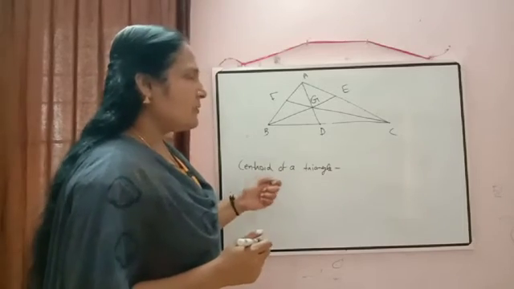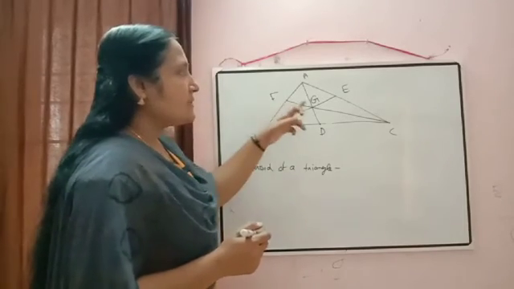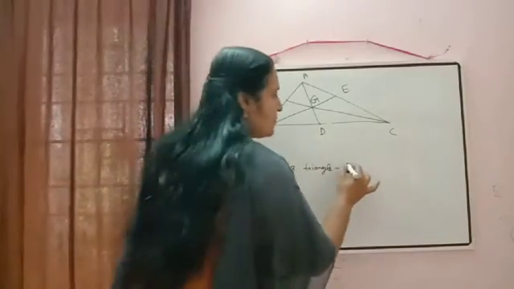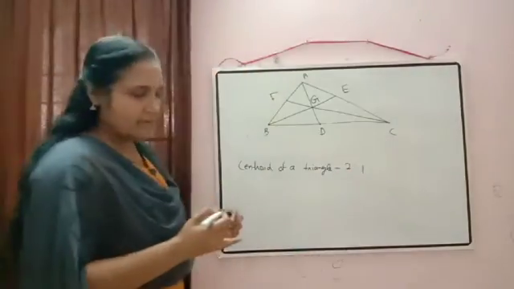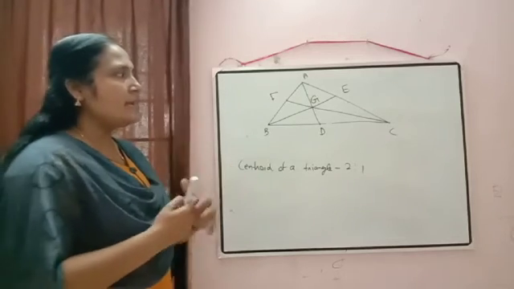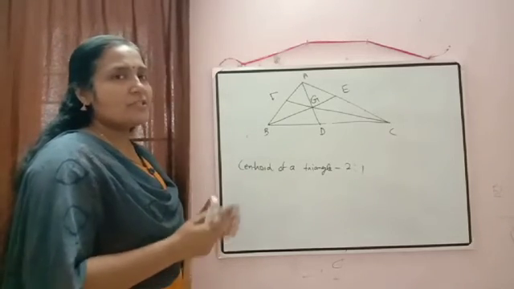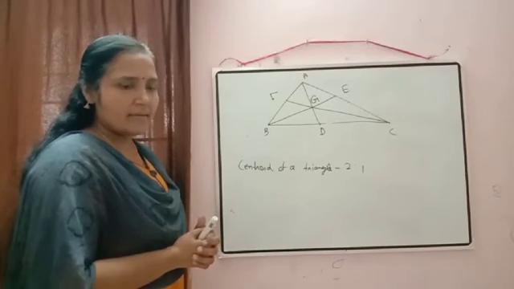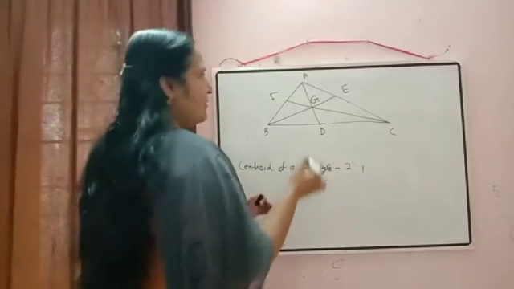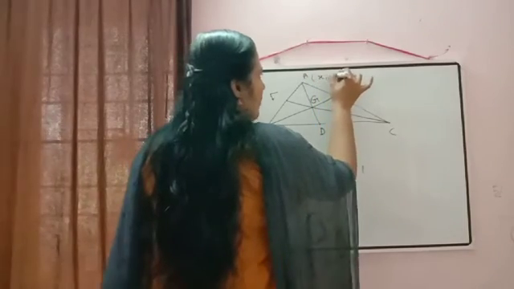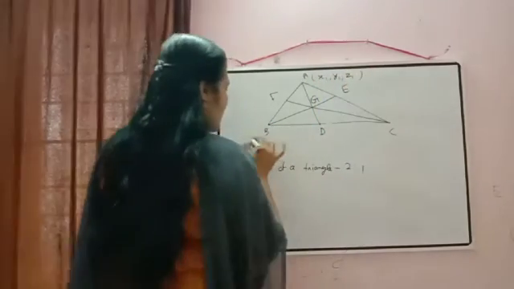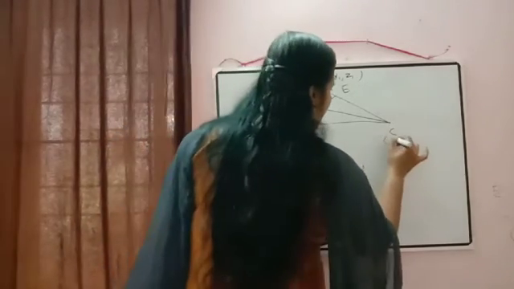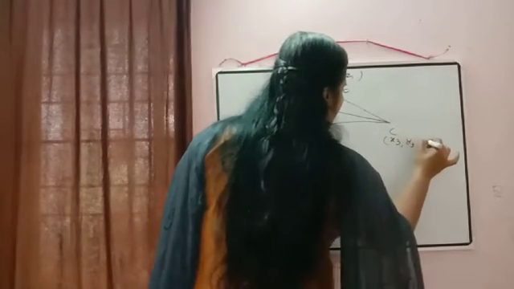You can write down in continuation only: the centroid divides the median in the ratio 2:1. Written. So I am showing how we derive the formula for that. Here x1, y1, z1. Here x2, y2, z2. And here we are taking x3, y3, z3.